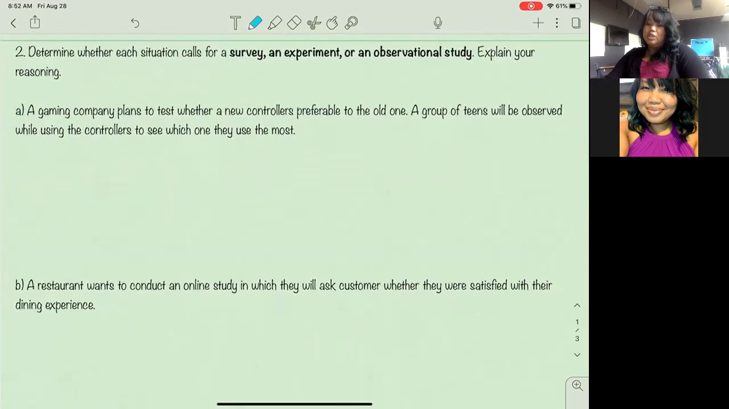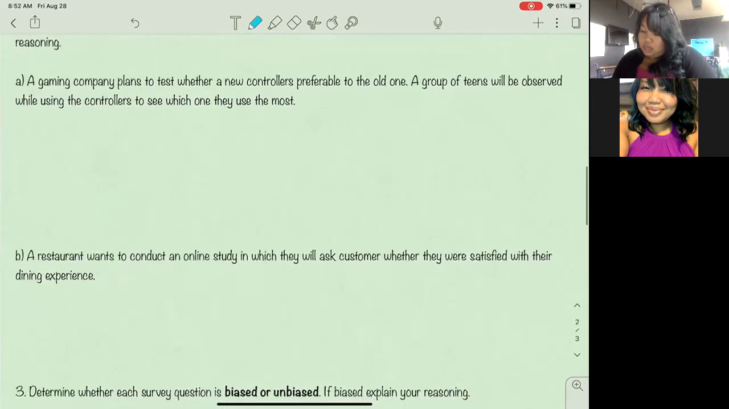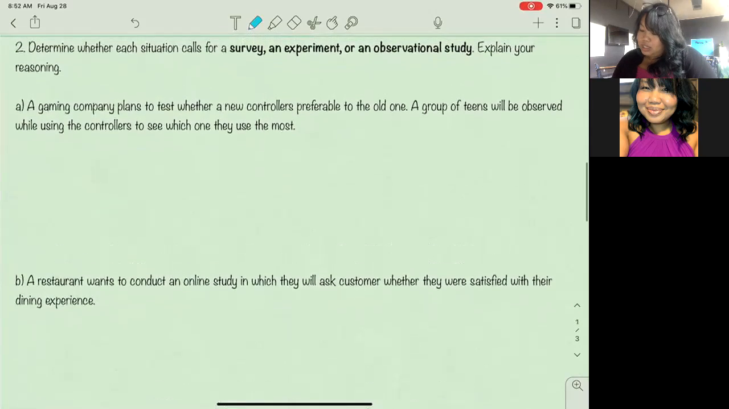Determine whether each situation is a survey, an experiment, or an observational study. Explain your reasoning. A, a gaming company plans to test whether a new controller is preferable to the old one. A group of teens will be observed while using controllers to see which one they use the most. And B, a restaurant wants to conduct an online study. They will ask customers whether they were satisfied with their dining experience.